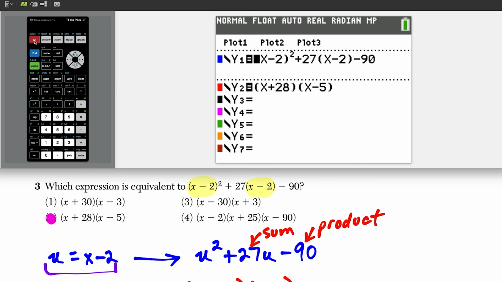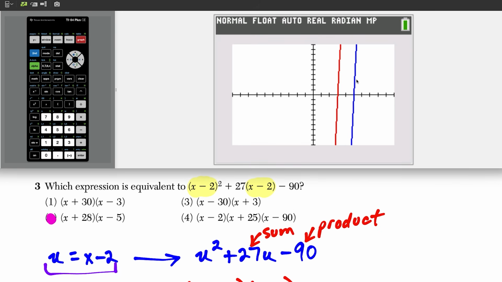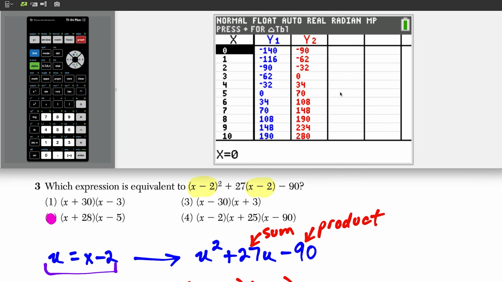If I type in one of the wrong answers, so let's say I were to type in something like choice 1, so I have (x plus 30), and then I have (x minus 3) at the end. The wrong answer, if we notice, is going to give us graphs that do not overlap. And if we look at the table here, the y values are different. So that's how I know 1 is not the answer, but once again, 2 is going to be our answer choice.